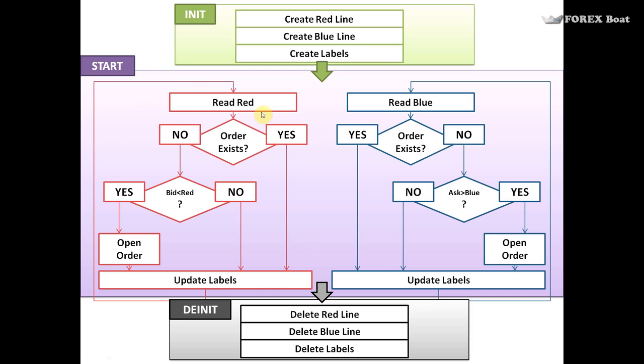If we take this red sub algorithm here, we can see these rhomboids, or these weird shapes. They ask a question, and that is your rule. Basically, that is where you ask: does an order exist? If an order exists, then just do something. If an order doesn't exist, then do another check. And here, is the bid price below the red line? If no, then just do some updates. If the bid price is below the red line, then you open an order. So basically, that's how a rule-based decision looks in a trading system blueprint.